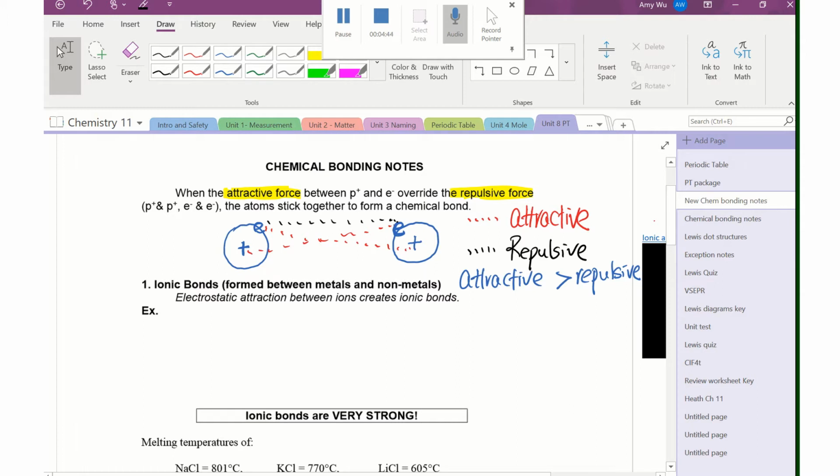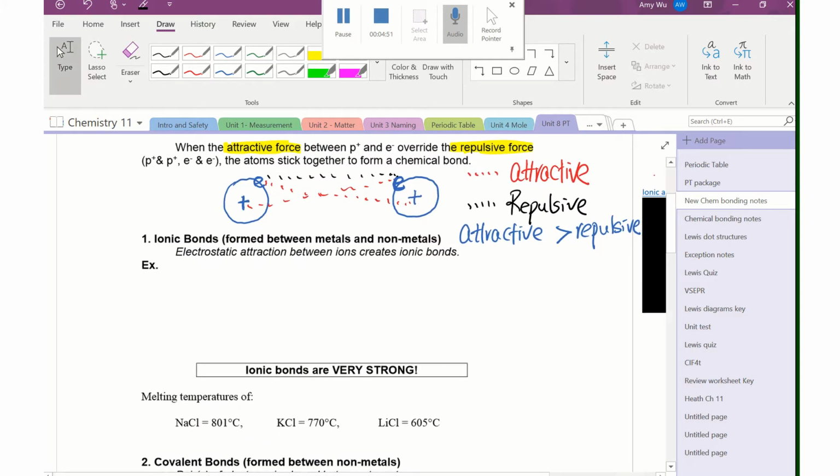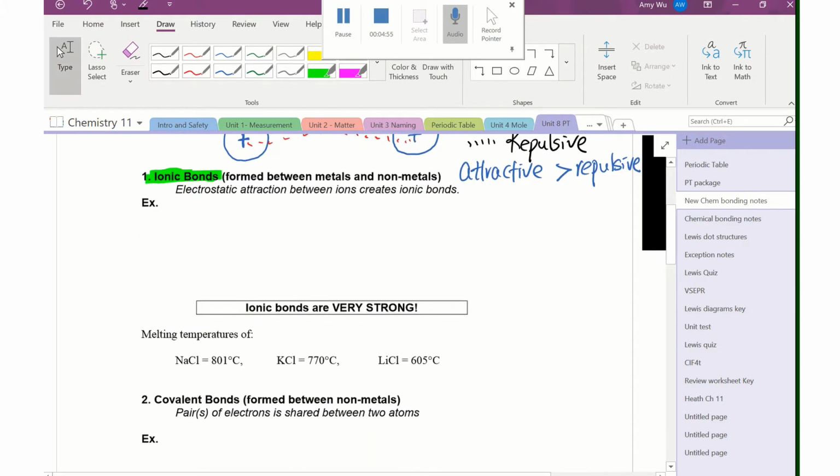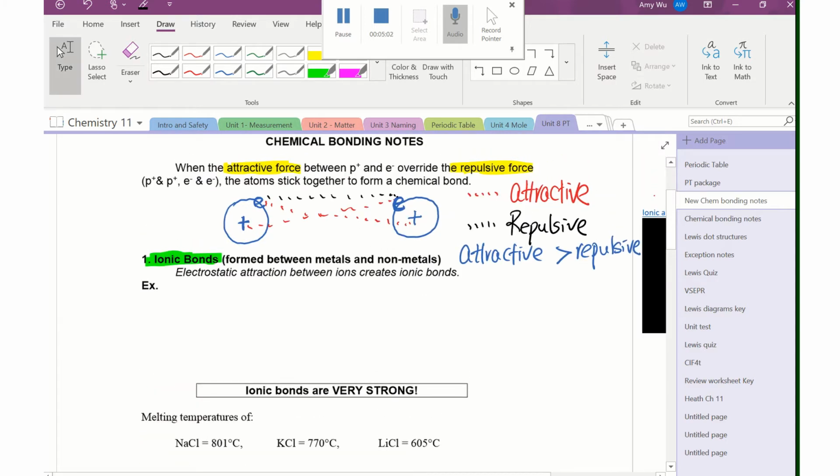Now we're going to talk about different kinds of bonds. You should remember from grade 9 that there are two kinds of bonds: ionic bonds and covalent bonds. As you should recall, ionic bonds are formed when usually one metal and non-metals come together. We're going to start with ionic bonds.